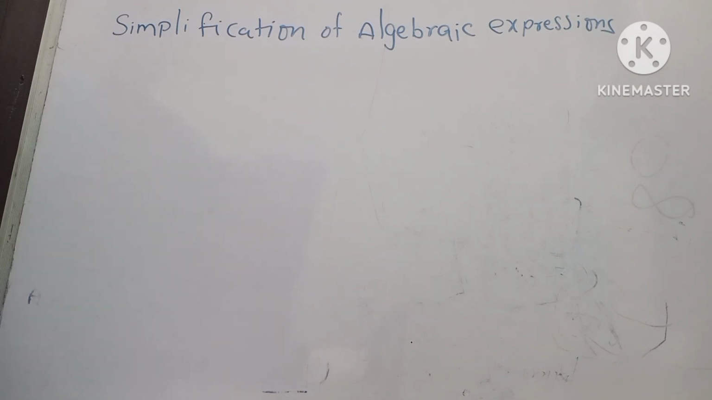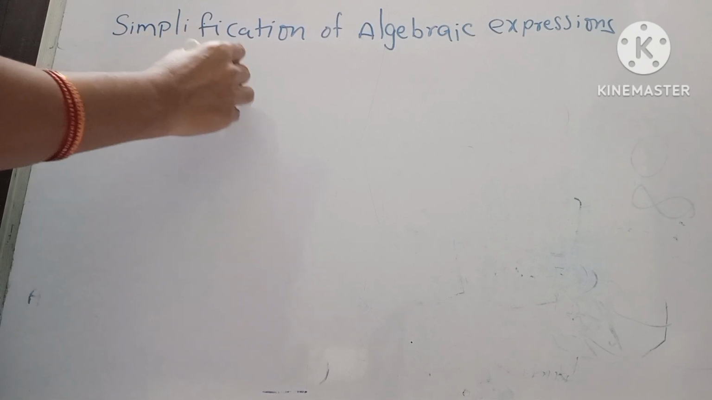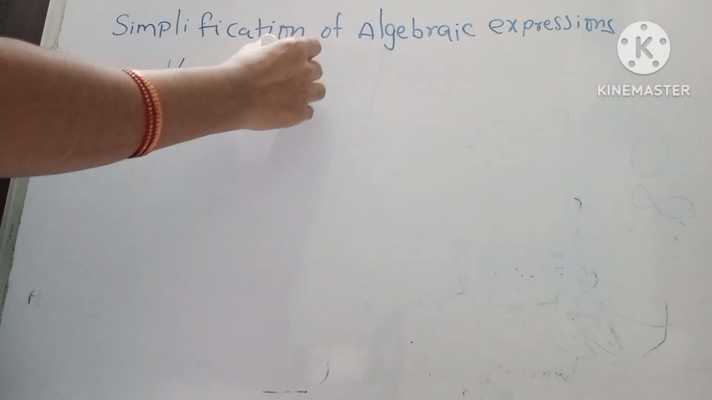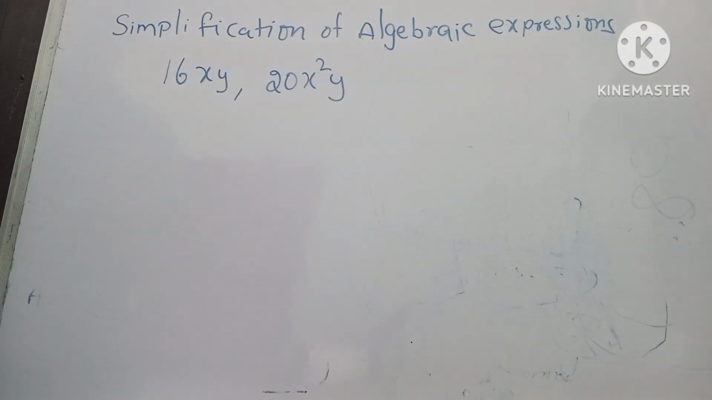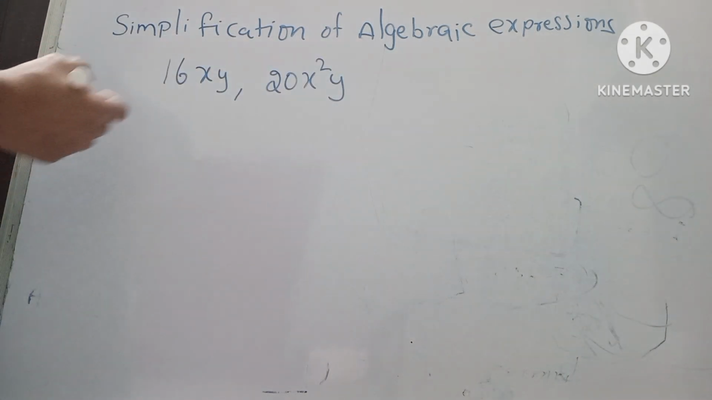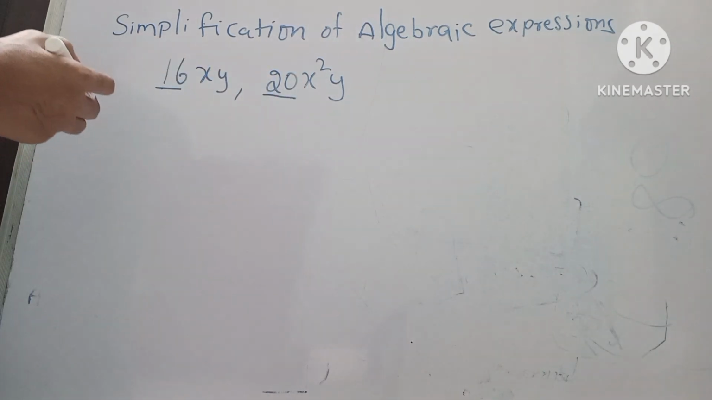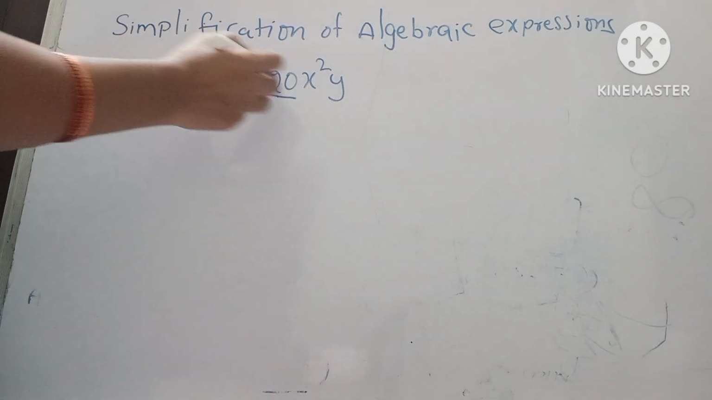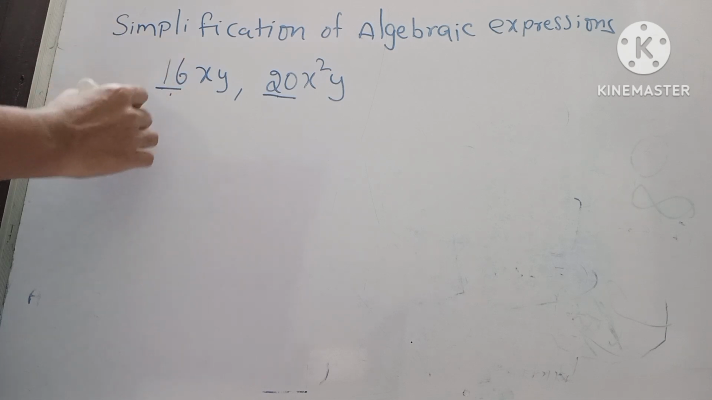Suppose ఏవైనా రెండు terms ఉన్నాయనుకో, for example 16xy and 20x²y. Here we have two terms. What is the HCF of these two terms? Generally HCF అంటే ఏంటి? Highest common factor. First look at the numerical coefficients. ఈ numerical coefficients లో 16కి 20కి highest common factor is 4. So 4 is the highest common factor.